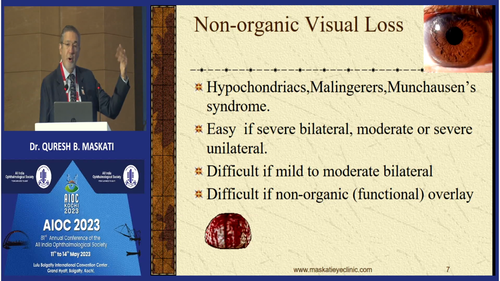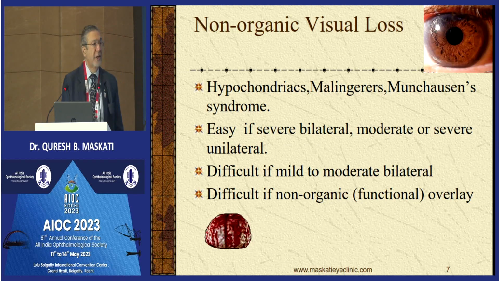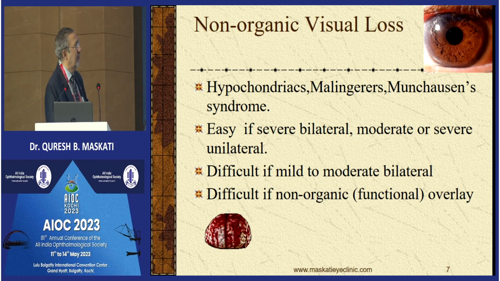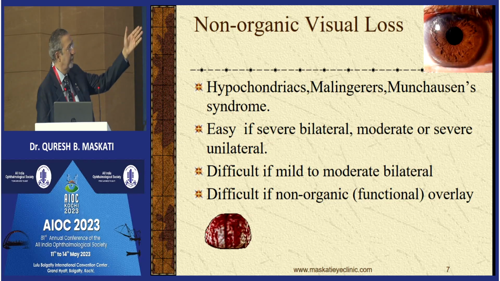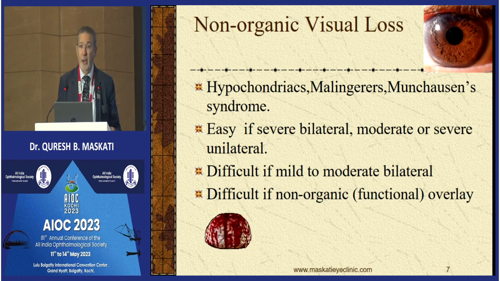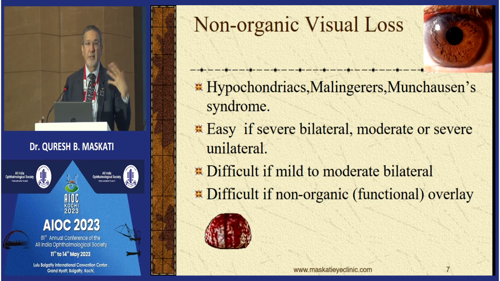Let's move on to non-organic. Now you found nothing in all this, and this patient has got an eye like this and still says that he can't see. He could very well be a hypochondriac, he could be a malingerer, he could be a Munchausen syndrome. Munchausen syndrome is a chap who loves going from doctor to doctor and complaining about various things. Just the pleasure of meeting doctors gives him a thrill.